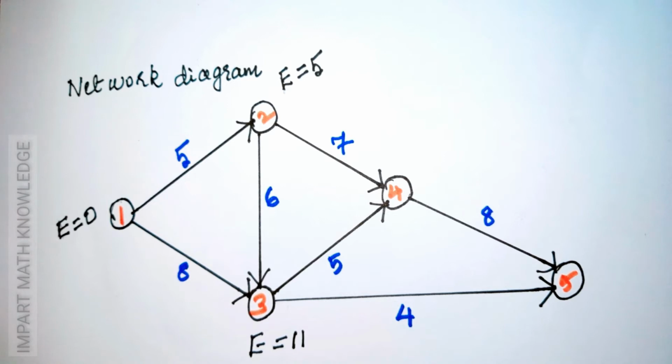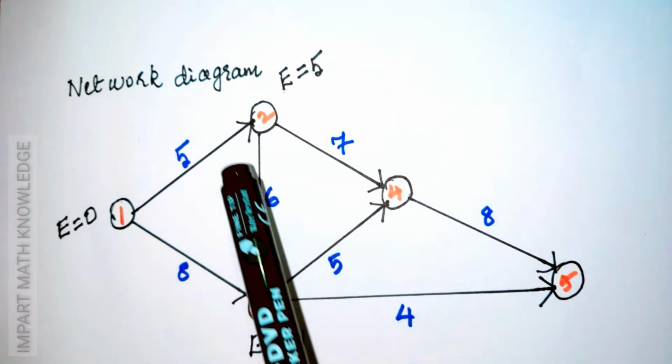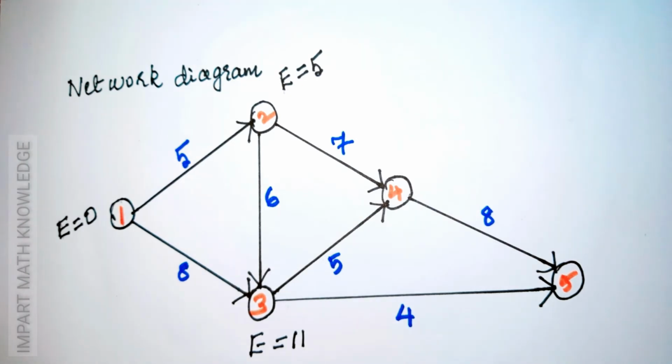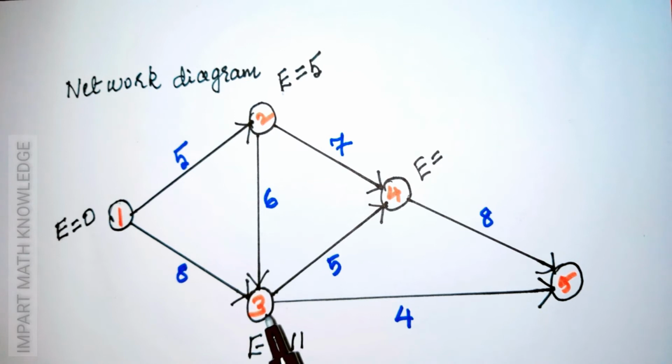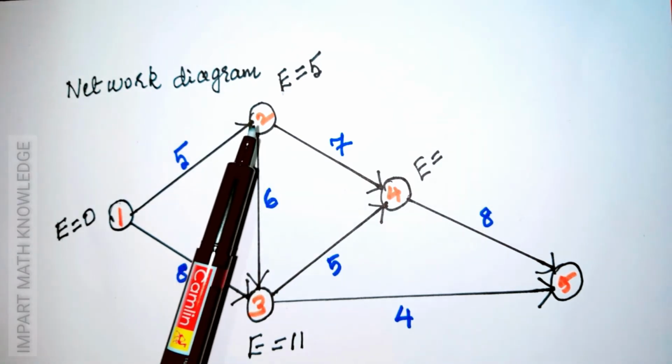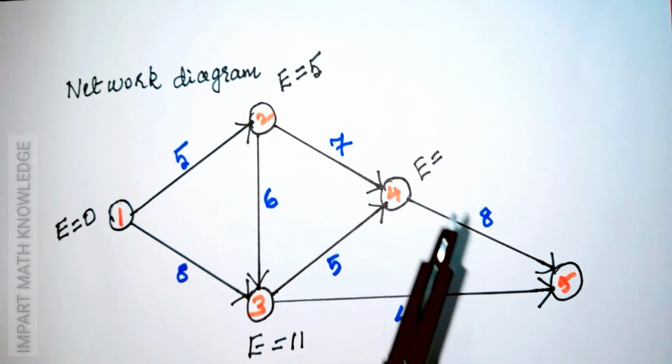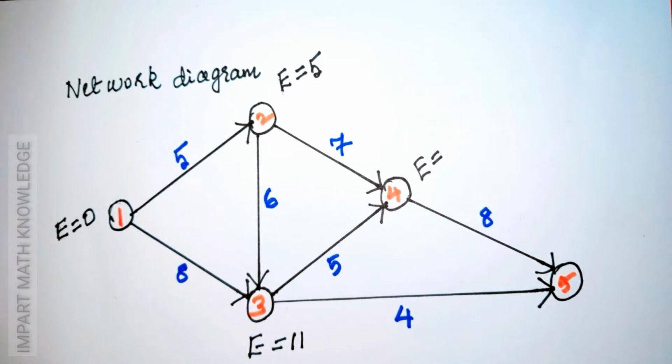In the forward process, node 4 is coming from 2 nodes, one from 3, another from 2. From these 2 nodes, we have to select the maximum value. From node 3, EST is 11 plus 5 is equal to 16. From node 2, EST is 5 plus 7 is equal to 12. From these two, the maximum value is 16. So EST for node 4 is 16.